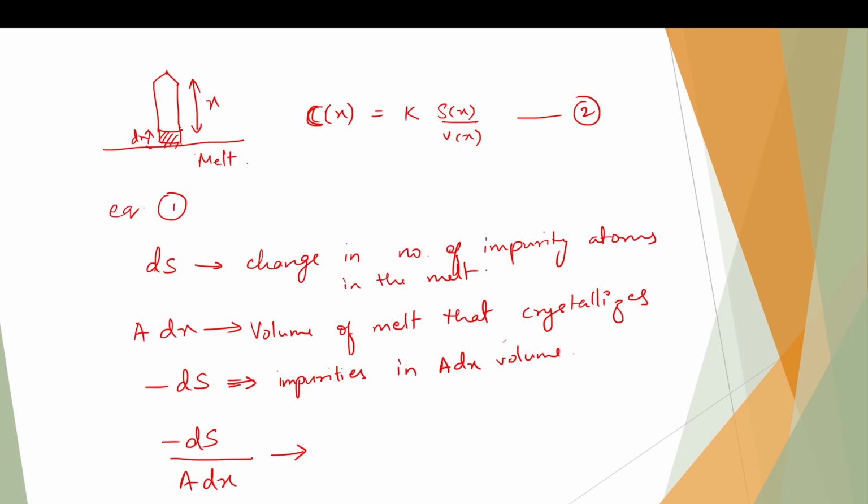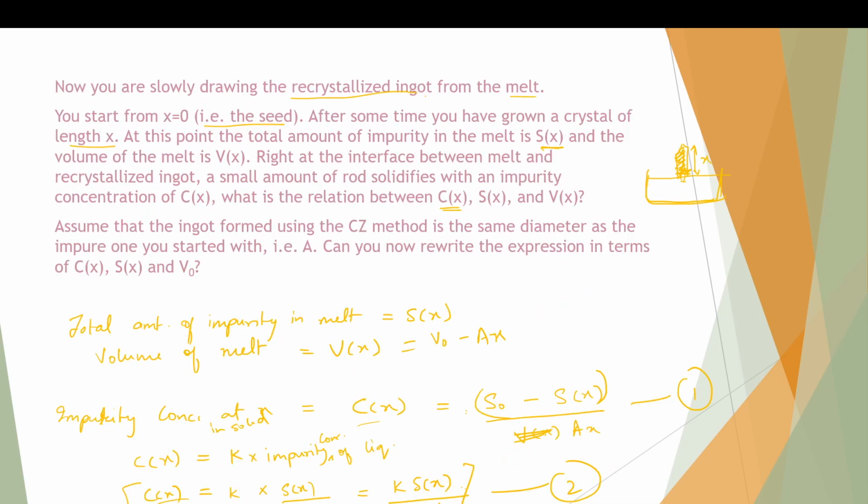So what is this? This is actually the concentration of impurities in the solid, in this much solid. So C of x is the impurity concentration of the solid at the interface. So do you understand what was the problem with this equation?